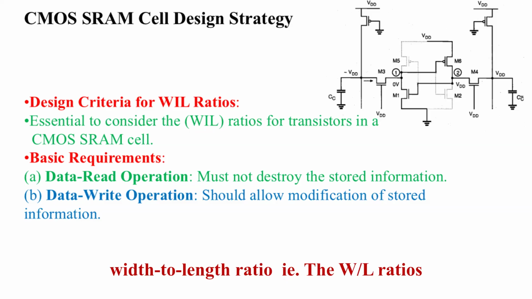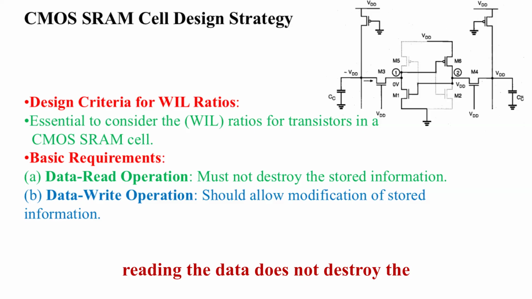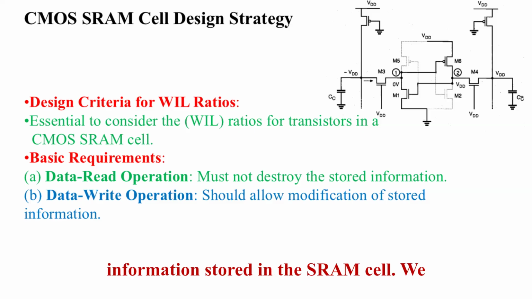Cell design strategy dictates the width-to-length ratio, i.e. the W/L ratios of transistors in a typical CMOS-based SRAM cell. First, we need to understand the two basic requirements that are essential for the operation of the SRAM cell. 1. Data read operation. It is critical that reading the data does not destroy the information stored in the SRAM cell.